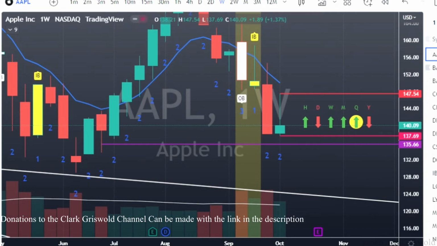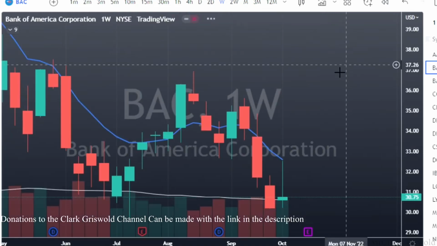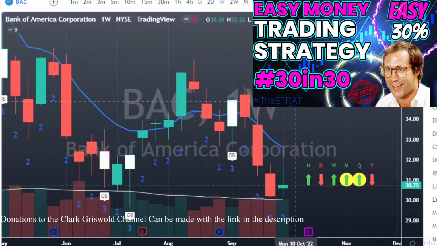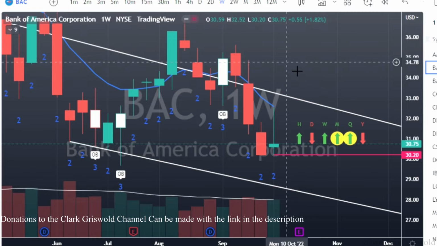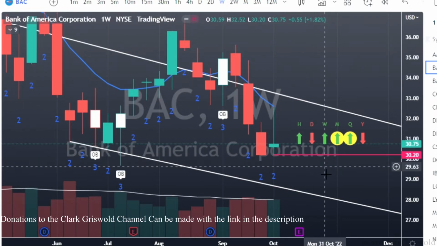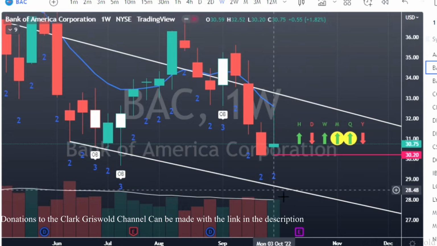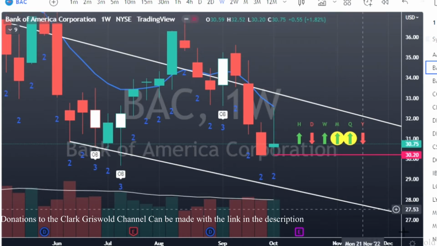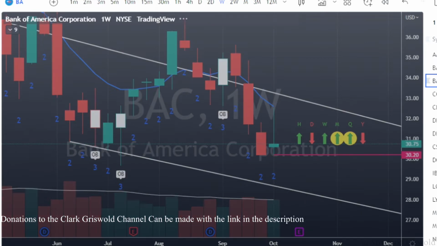Okay, BAC is up next. BAC, same thing. It's a 2 up green, but it's a shooter candle. So again, I'm going to look for puts on BAC. We're going to look to see if we can tag the bottom of this broadening formation down here. So we can look for puts at $30.20.